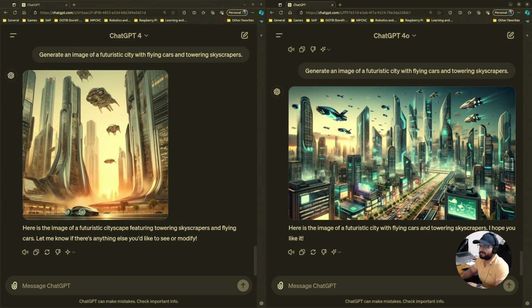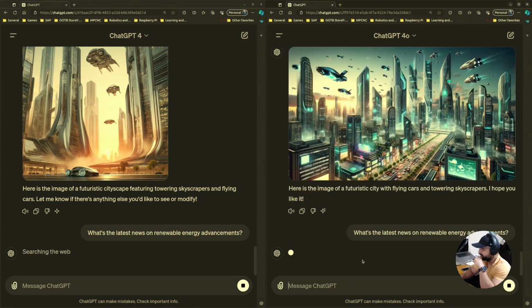Okay, so let's see. Can it give me real-time information? So let's check both of their capabilities to provide real-time information. And I'll ask about maybe some recent event and see what it does with it. So let me take this prompt over here and let's see both of them. What's the latest news on renewable energy advancements? And let's see what it comes back with.